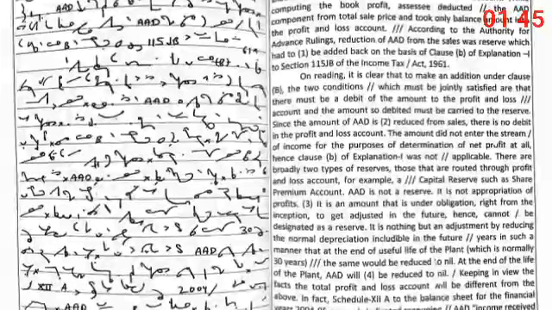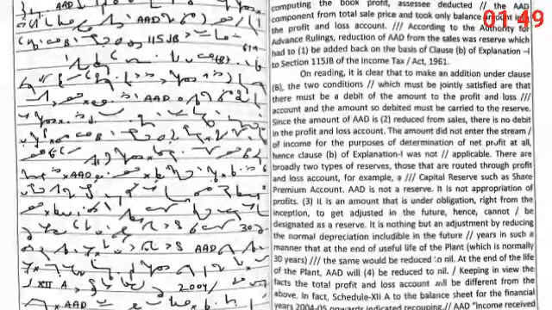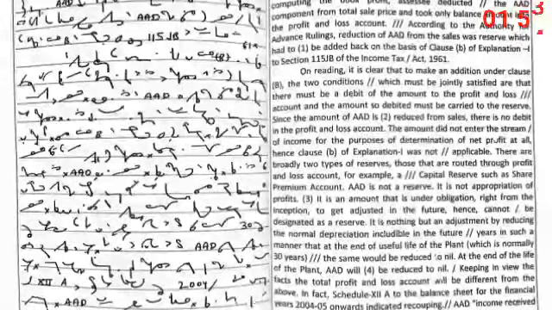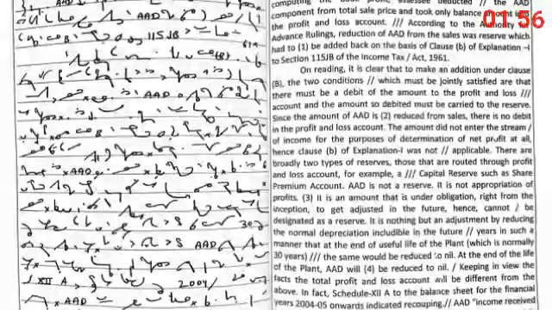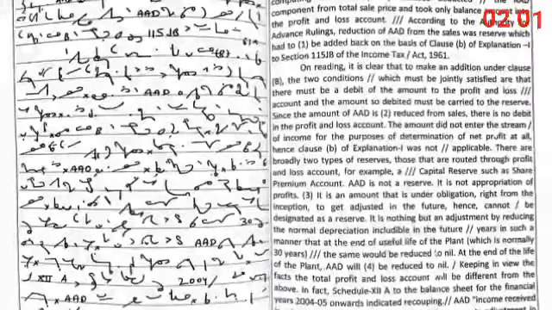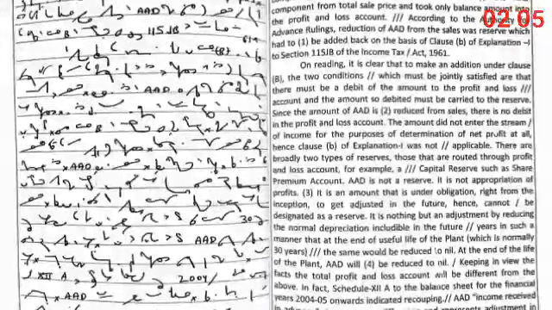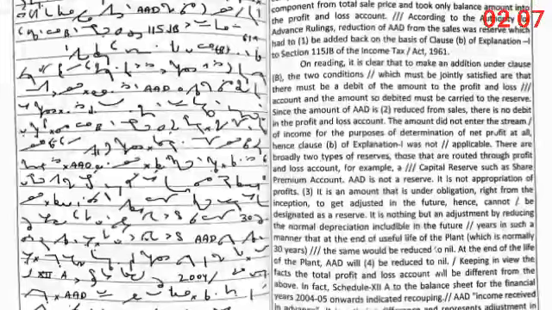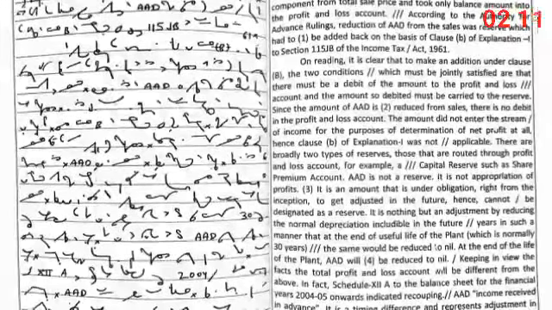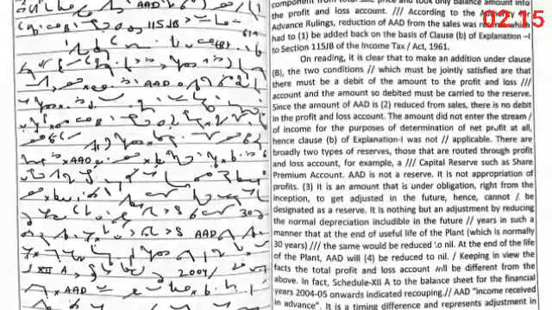Since the amount of AAD is reduced from sales, there is no debit in the profit and loss account. The amount did not enter the stream of income for the purposes of determination of net profit at all. Hence, clause B of Explanation 1 was not applicable.